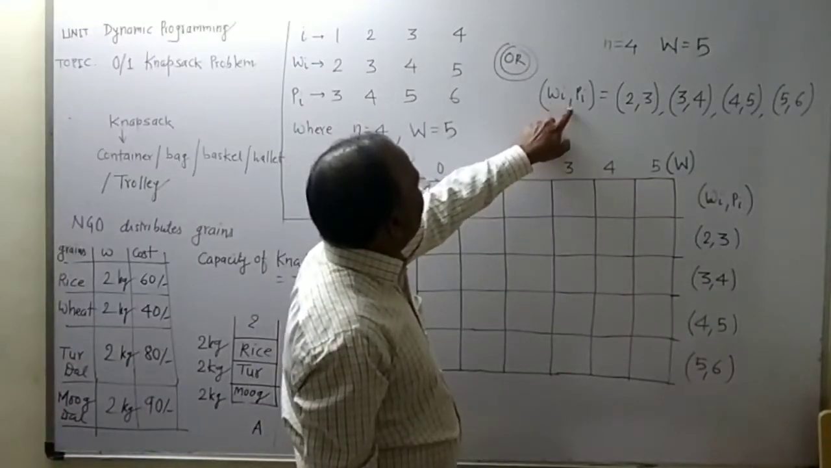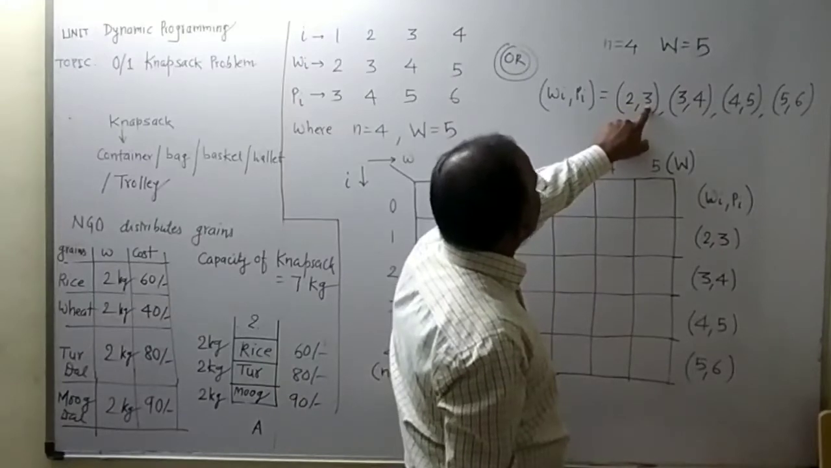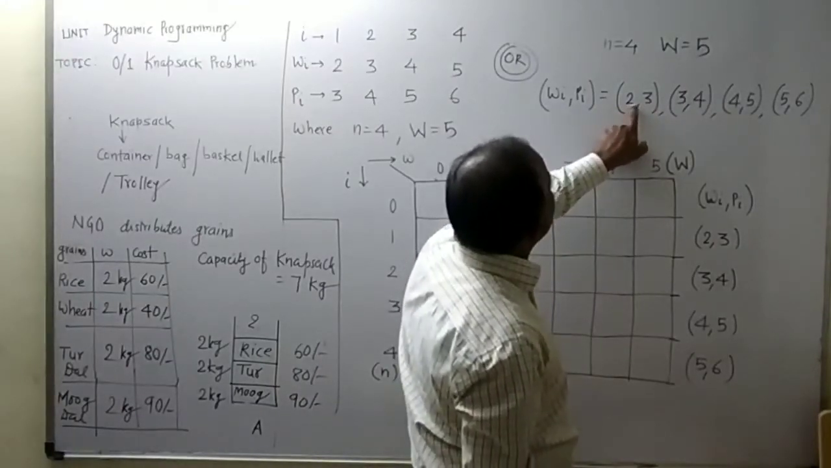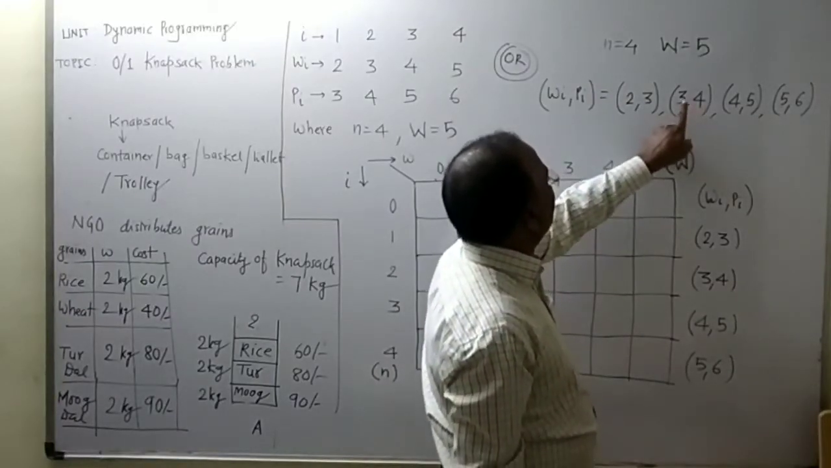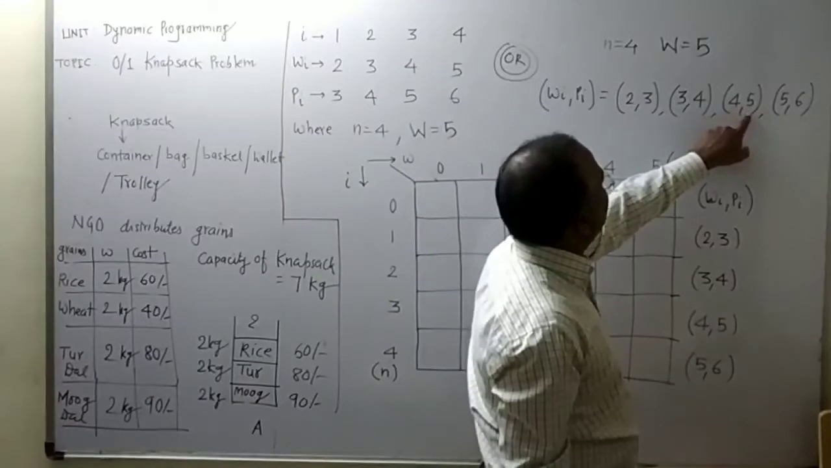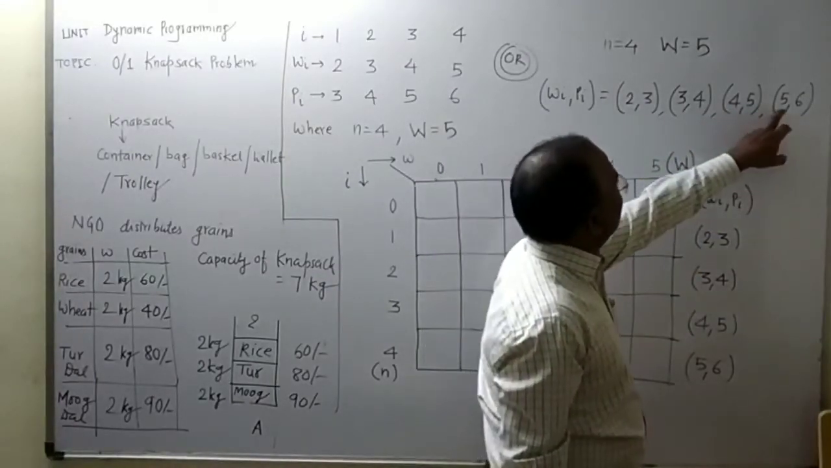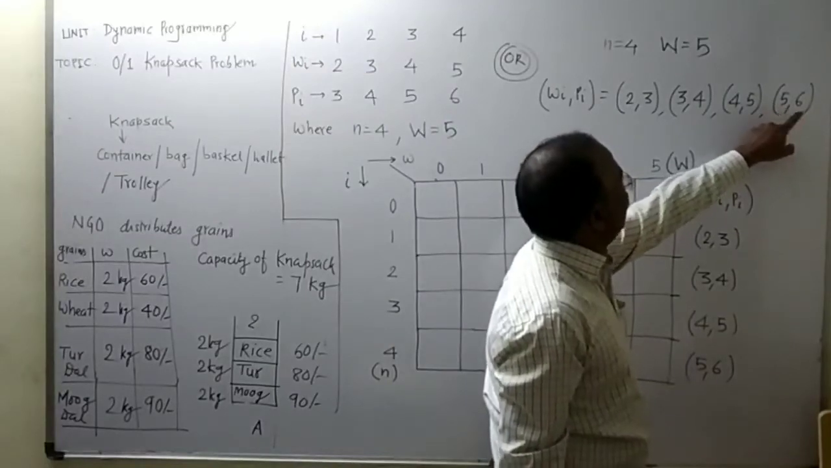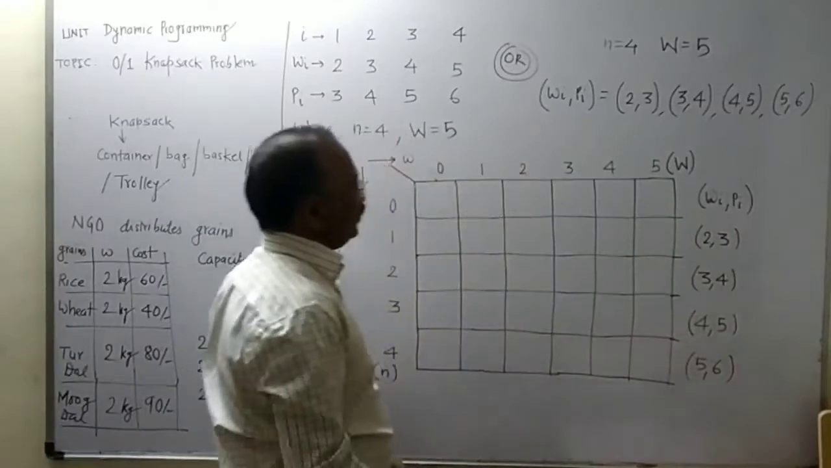Here Wi, Pi is equal to 2, 3, which means the weight and profit of the first object; 3, 4, the weight and profit of the second object; then 4, 5, the weight and profit of the third object; then 5, 6, the weight and profit of the fourth object.